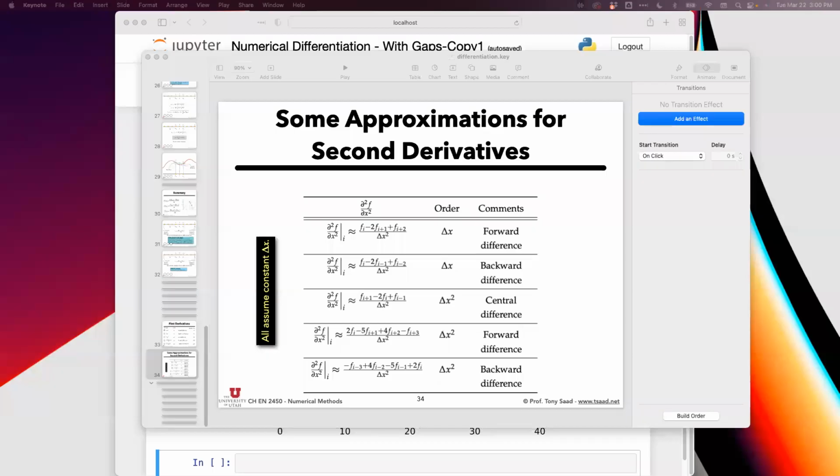Let me see if I can edit that. Actually, that's a little typo here. Oops. Okay.